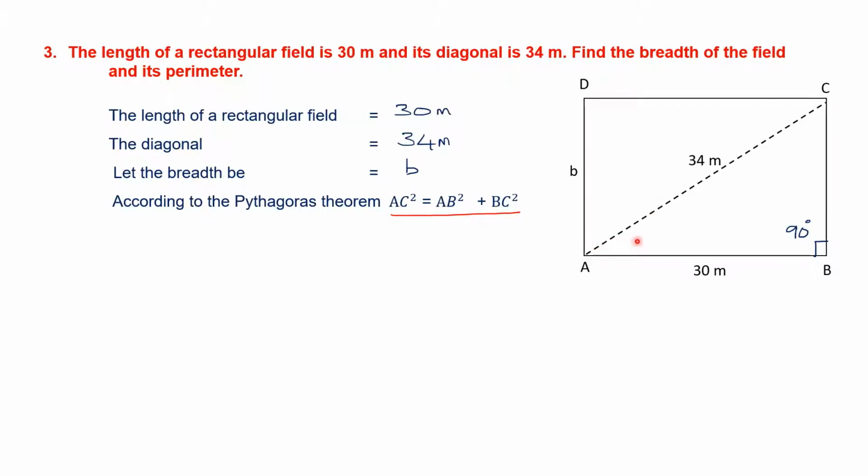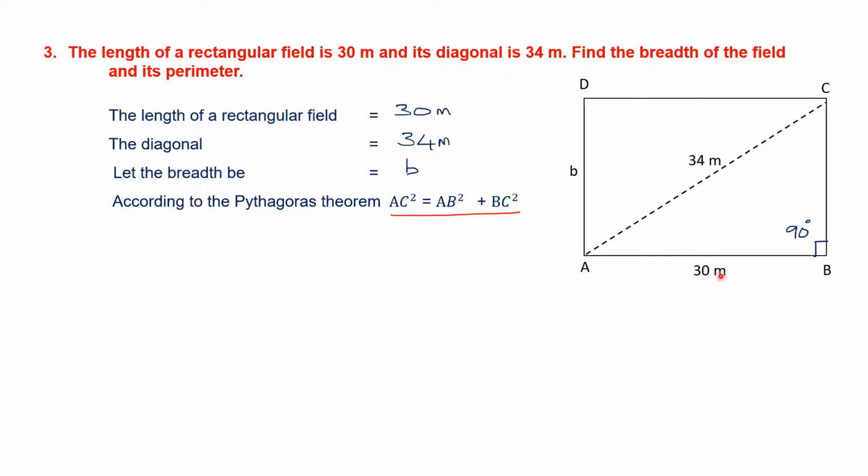Now, what is the Pythagoras theorem? What does it say? It says that in a right angle triangle, the square of the hypotenuse, that is this, is equal to the sum of the squares of the other two sides. So this is equal to the sum of the other two sides.